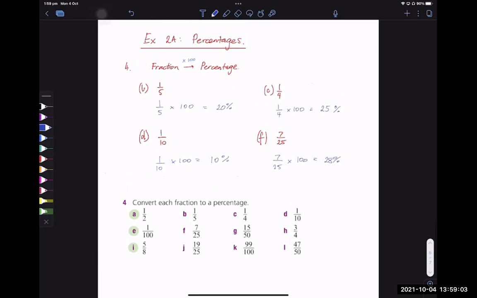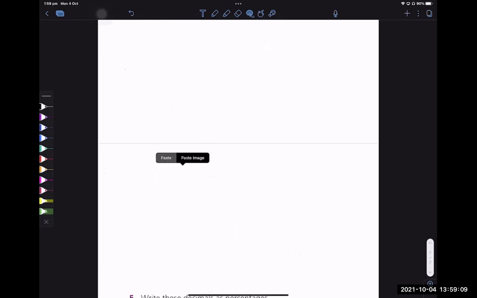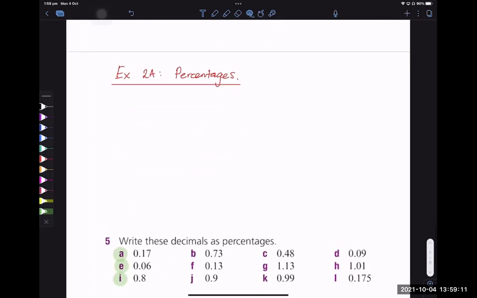Okay, so are we happy to go on to the next part? Yes, sir. Awesome. For the next part here, we're going to change percentages. We're still doing percentages, right? But what are we converting now? What are we changing? Decimals. To what? Percentages. Right, so we're going from decimals now to percentages.